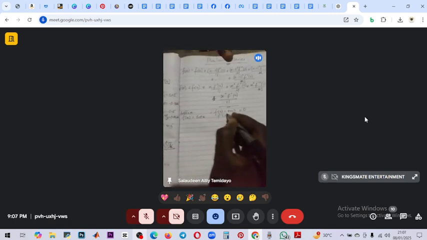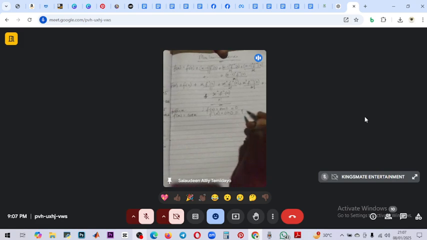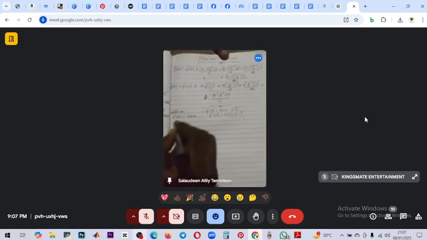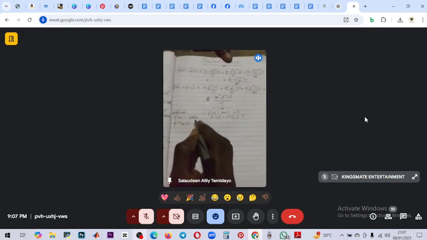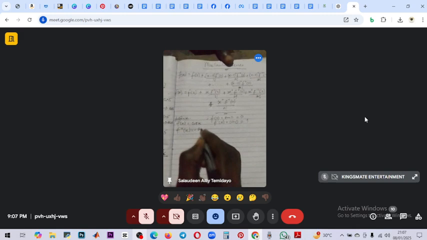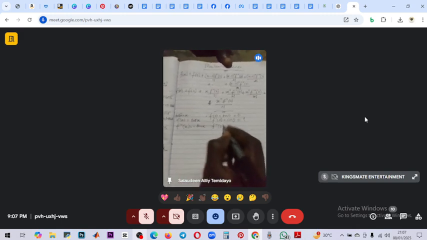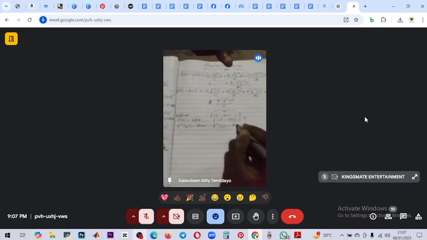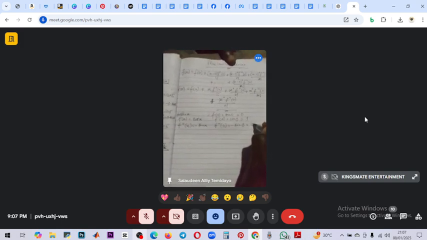So f prime of 0 will be cosine 0. Cosine 0 is equal to 1. f double prime of x is equal to the derivative of cosine x. That is minus sine x. So f double prime of 0 is going to be what? Minus sine 0, which is equal to 0.